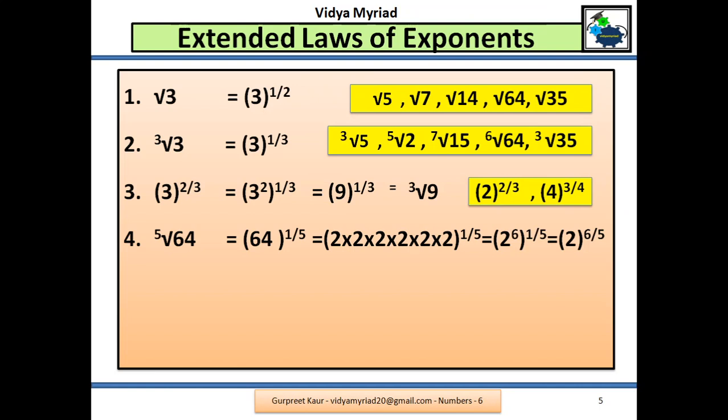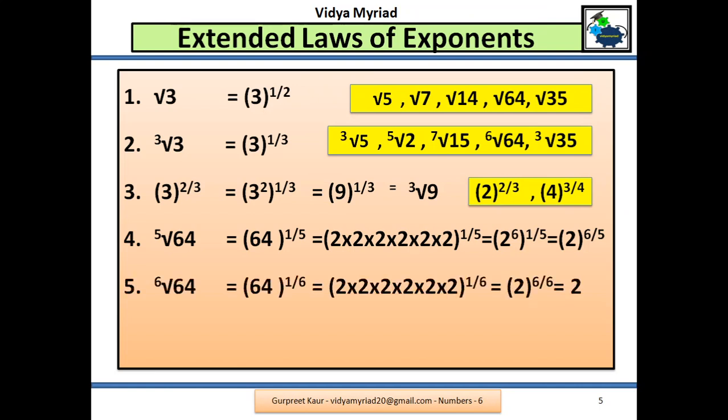Now I am taking the same example, but I have changed it to 6 root 64. Now it will become 64 raised to power 1 by 6. Earlier, see, it was 5 root 64, so I changed it to 64 raised to power 1 by 5. Now it is 6 root 64, so I will write it as 64 raised to power 1 by 6. Which again I will split 64. So I know this is 2 raised to power 6 multiplied by 1 by 6, which can be written as 2 raised to power 6 upon 6. That can cut. 6 and 6 will cut. So the answer comes to only 2.